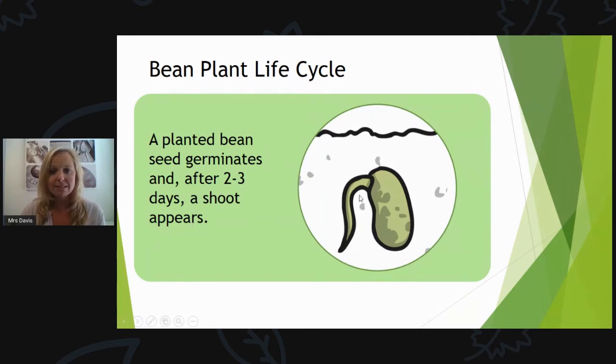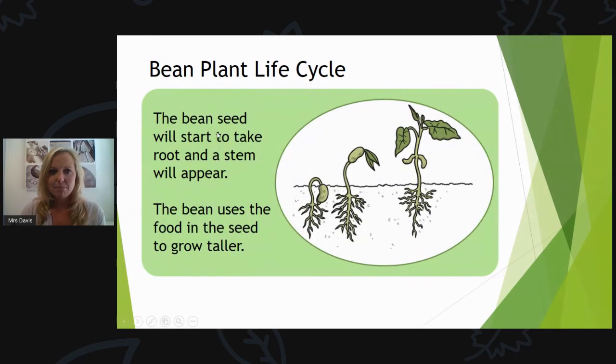So a shoot appears. The bean seed will start to take root, okay, starts growing its roots, and a stem will appear. The bean uses the food in the seed to grow taller. Do you remember that seed has a food store, doesn't it, for it? And you see, and it starts to grow.